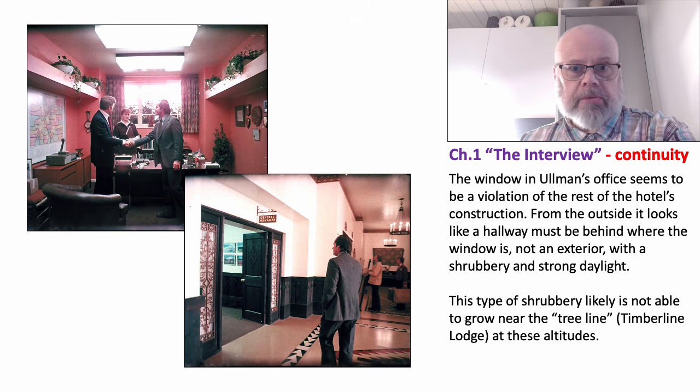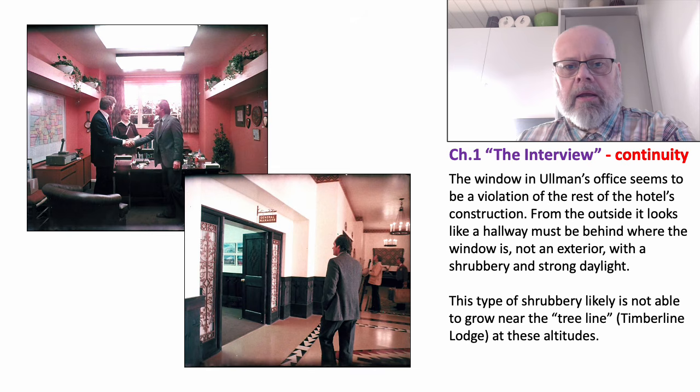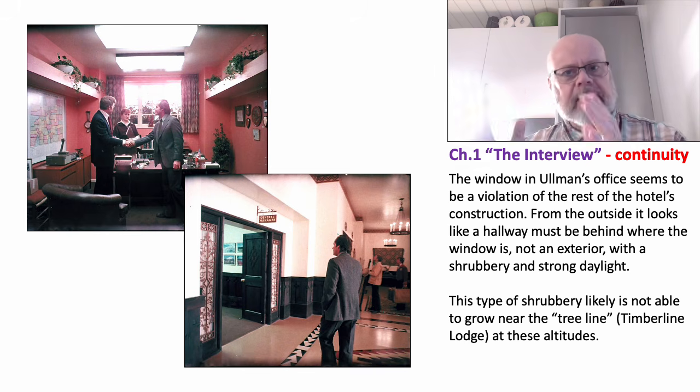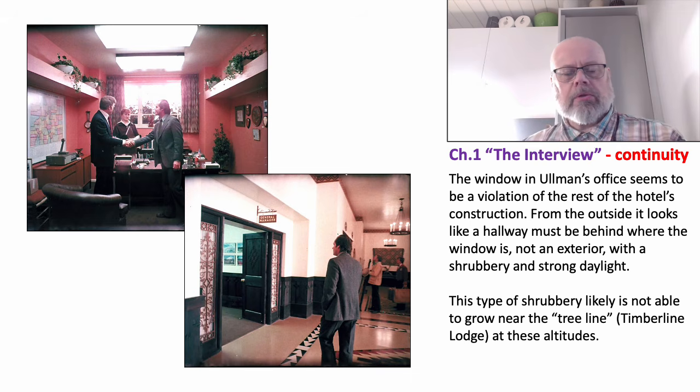At this Timberline Lodge, which is the name of the hotel, I think I said Tree Line Lodge in a prior part. It's actually called Timberline Lodge. I confused it. At this altitude, first of all, there shouldn't be a window there. And secondly, there shouldn't be shrubbery outside, because this sort of big-leaf shrubbery, if it were a pine, or what are they called, the other kinds of Christmas trees, right? Those kinds of trees might be able to make it, but normal low-altitude shrubbery and bushes wouldn't make it up here, right?